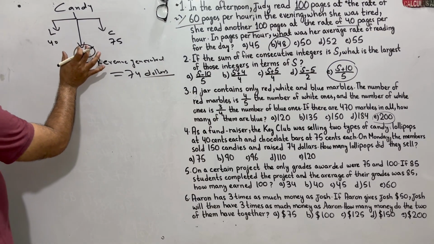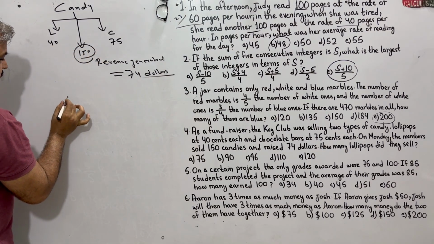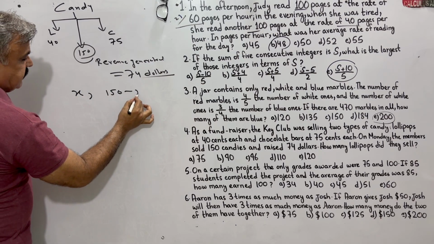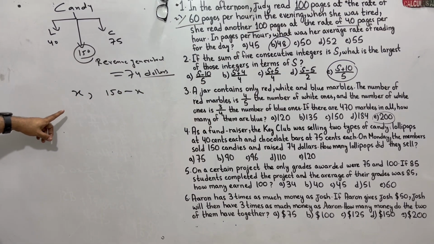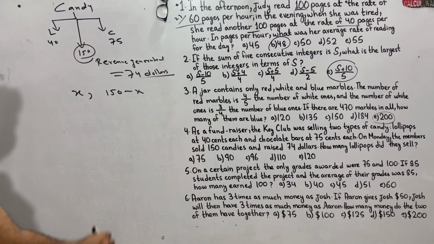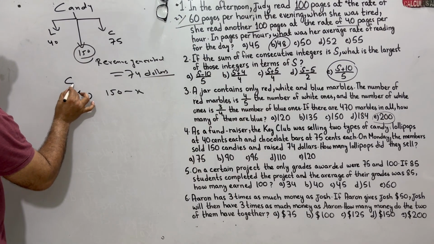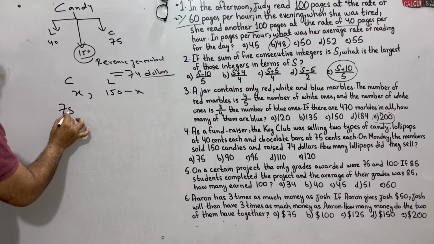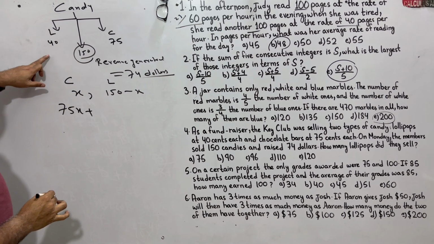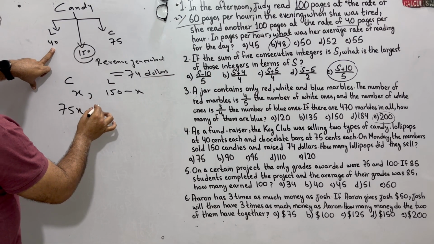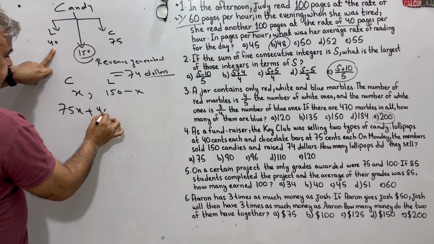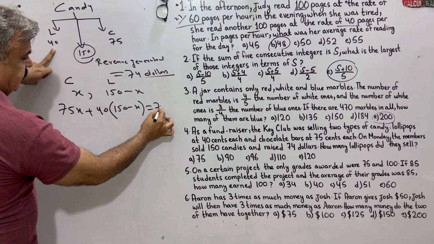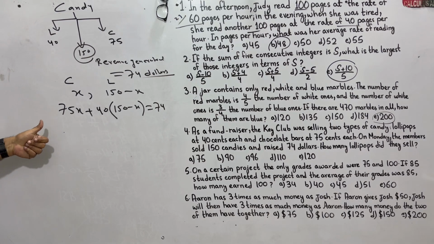It works wonders. We have the total figure 150. I can write the chocolate bars as X and the lollipops as 150 minus X. Chocolate at 75 times X plus lollipop at 40 times 150 minus X. My total revenue is 74 here.